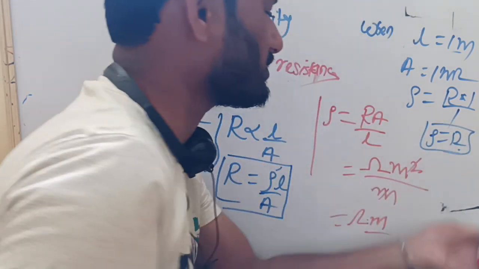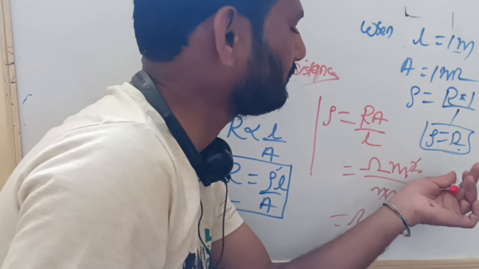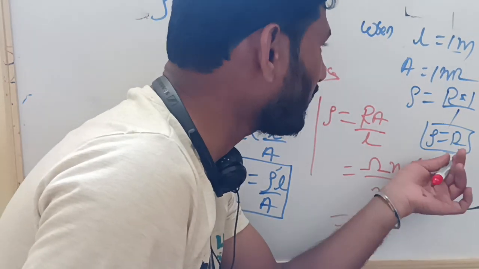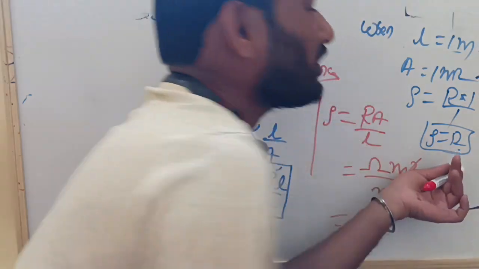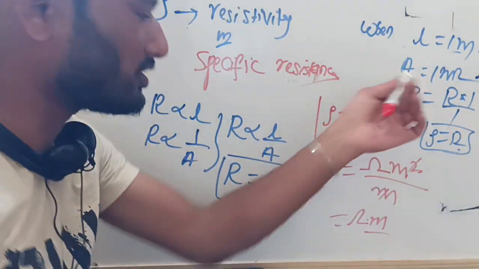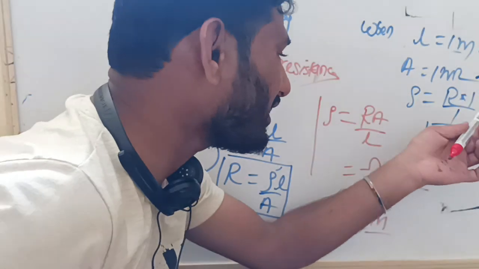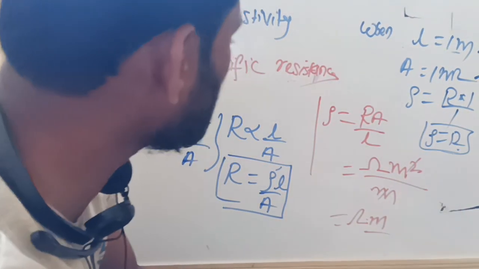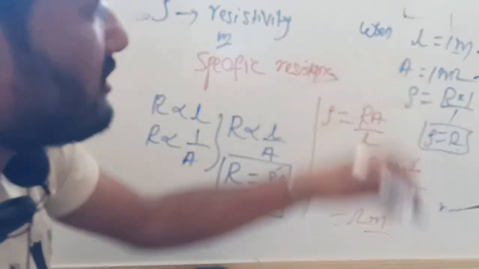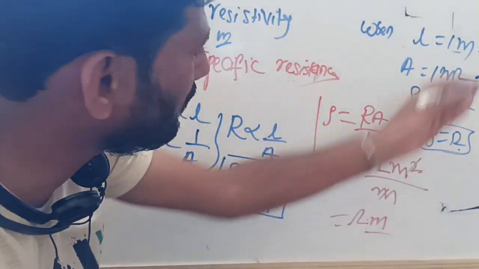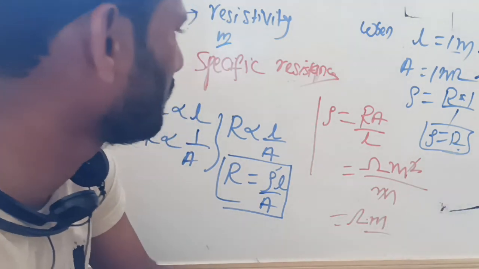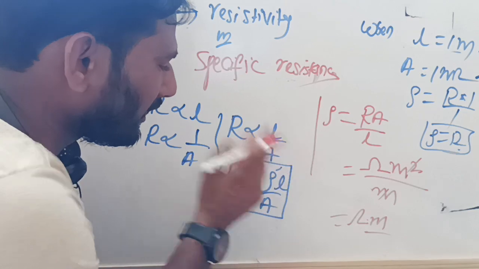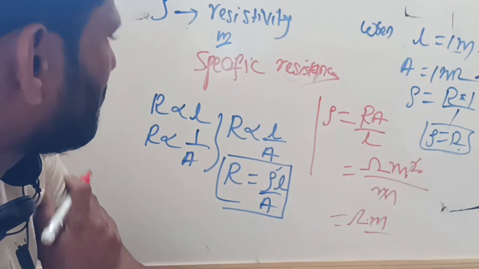According to this, the specific resistance, or resistivity, can be defined as the resistance of the material of unit length and unit area of cross section. The conditions should be satisfied. Resistivity is nothing but the resistance of the material of unit length and unit area of cross section, that is called resistivity, a specific resistance. Resistivity is independent of length and area, but resistance depends upon length and area, temperature also, and other conditions.